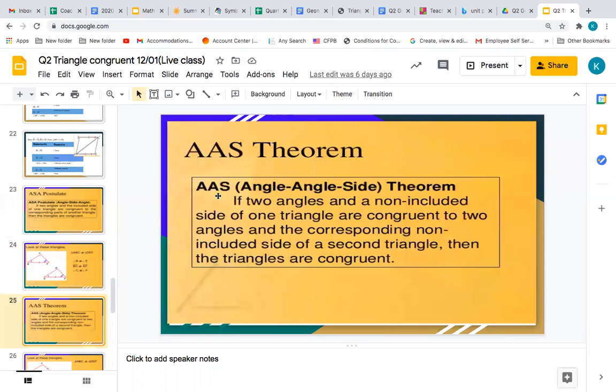This is the fourth one, the angle-angle-side theorem. In this case, we don't need to worry about the included angle or included side. If two angles and the non-included side of one triangle are congruent to two angles and the corresponding non-included side of a second triangle, then the triangles are congruent.